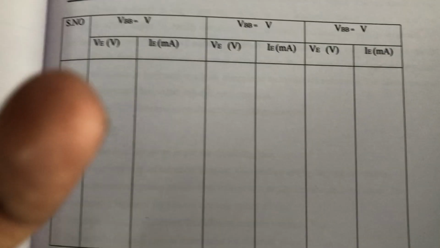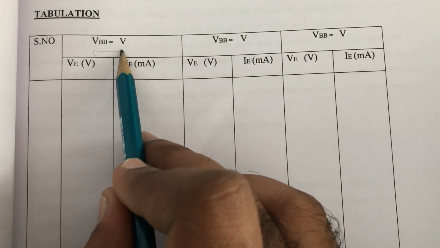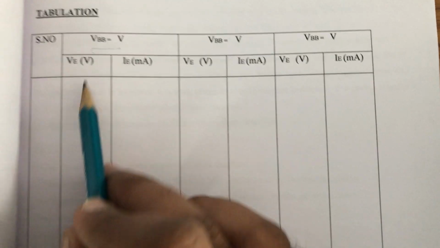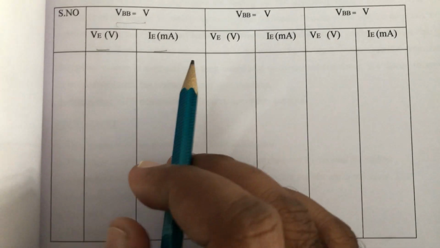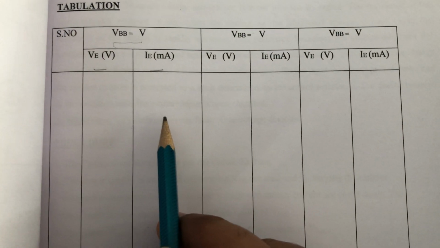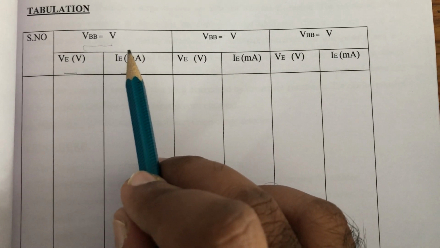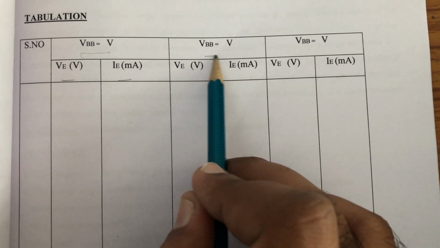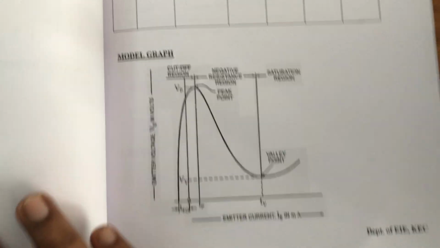So this is the tabulation. VBB we saw on the output side, that is VBB, the base voltage. We have to keep VBB constant. We have to take readings of VE and IE, right? So we have to repeat this for 3 values, that is, we have to keep a constant value of VBB 3 times, and you have to take the readings.